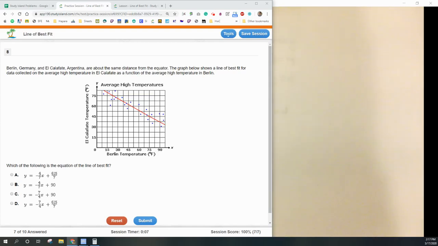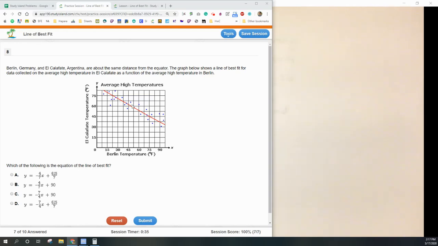All right, number 8. Berlin, Germany, and El Calafate, Argentina are about the same distance from the equator. The graph below shows a line of best fit for the data collected on the average high temperature in El Calafate as a function of the average high temperature in Berlin. So these data points are Berlin's temperature on the x-axis with El Calafate's temperature on the y-axis. So which of the following is the equation of the line of best fit?